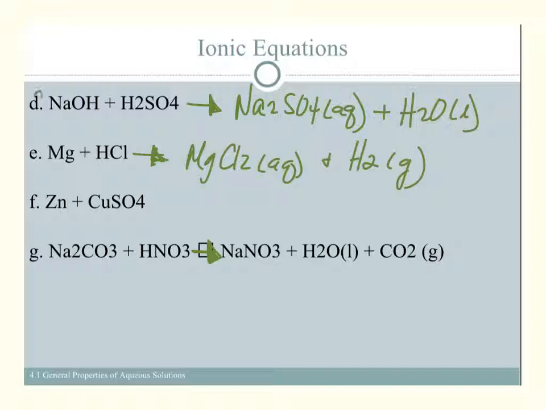So we have two Na's, and we have one SO4, and now we have 4 H's, so we need a 2 here. Now we're balanced. And then the second one, we need a 2 here, and 2 Cl's, and now we're balanced.